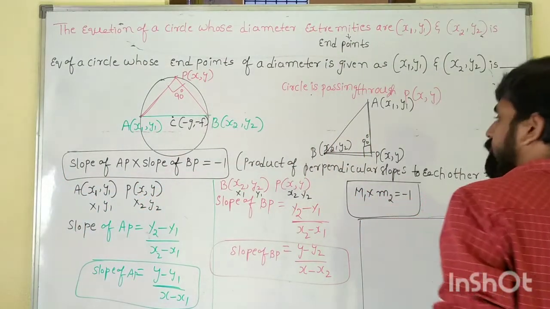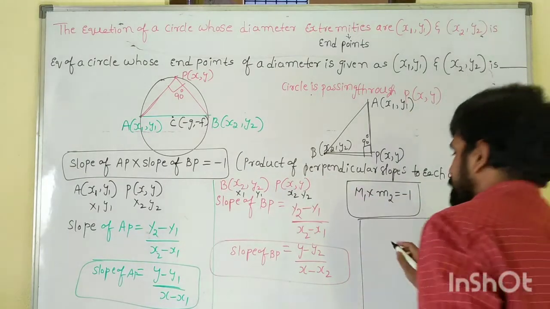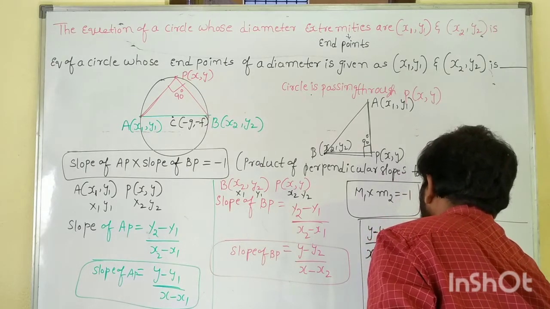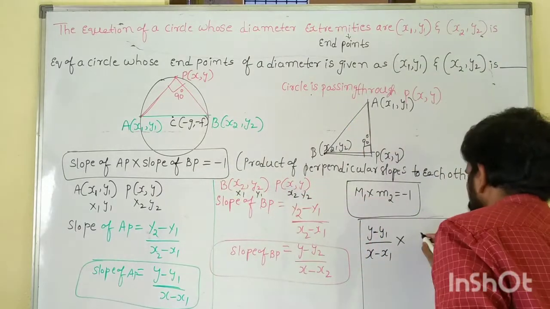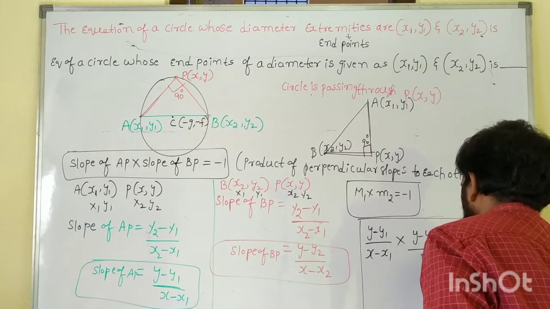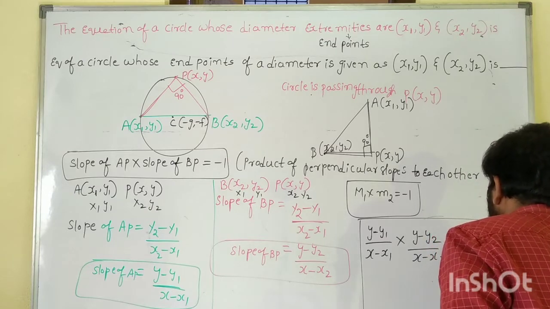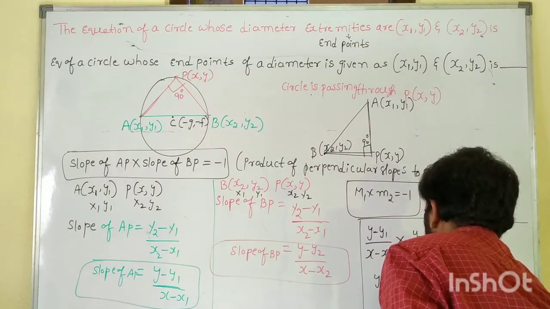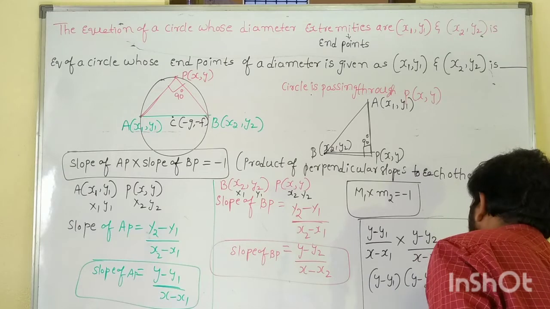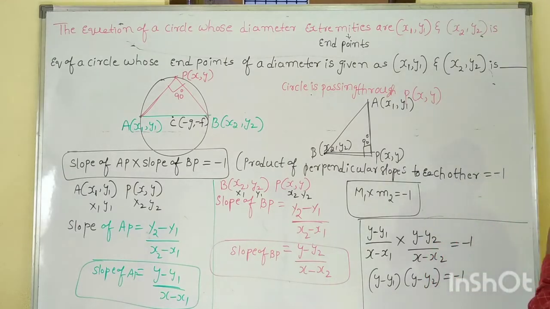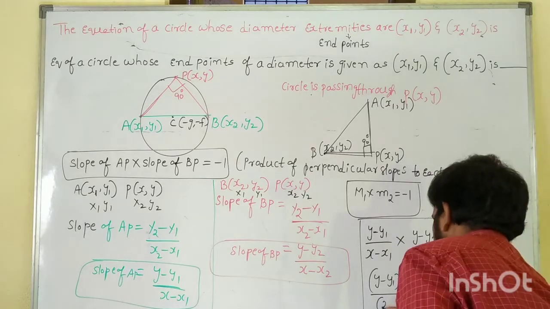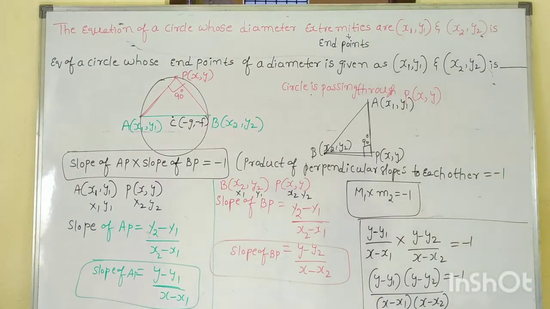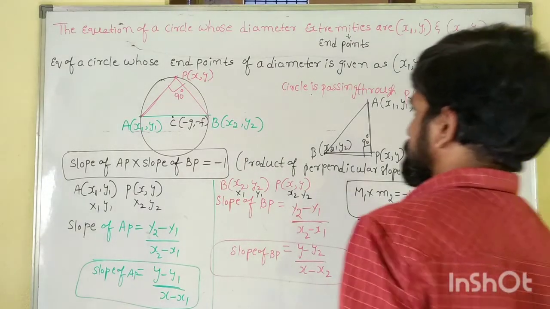Equation of a circle. Apply the condition: the slope of AP, (y minus y1) by (x minus x1), into the slope of BP, (y minus y2) by (x minus x2), is equal to minus 1. So (y minus y1) into (y minus y2) is equal to minus 1 into (x minus x1) into (x minus x2).